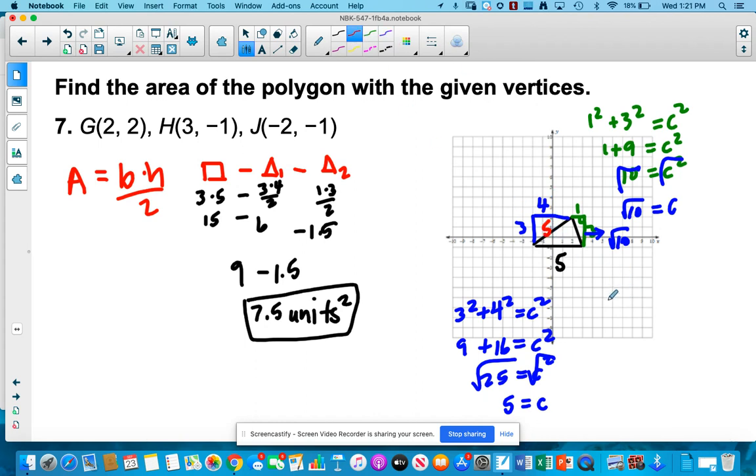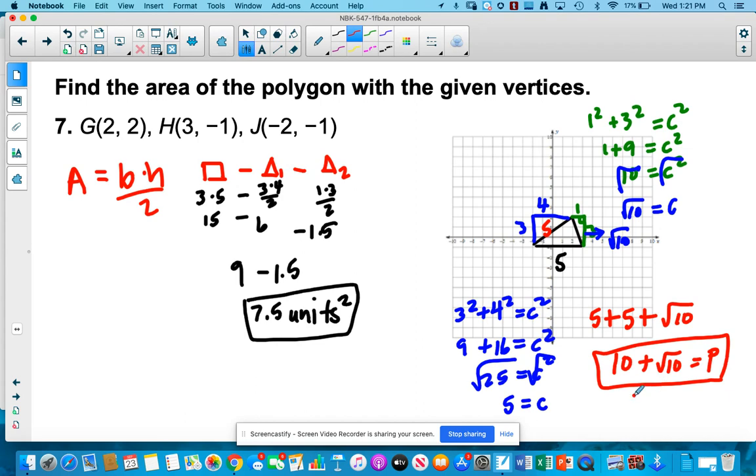So then if we are finding the perimeter, I have 5 plus 5, plus the square root of 10. So 5 plus 5 is 10, plus the square root of 10 is your perimeter. And I would say on this one, I would say units, not units squared.